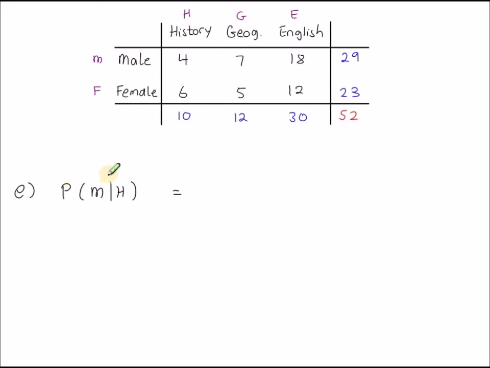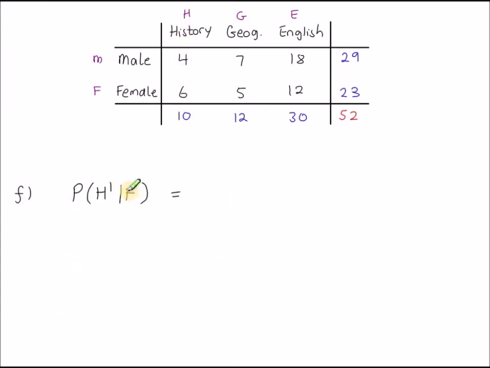Part E. So again we have conditional probability. We start with this event. Event H here is in a column, so there's the restriction. So we have to use values in this column now. We can't use anything else in the table. So we've got event M here. So that's 4 out of 10, where the 10 is the column total.